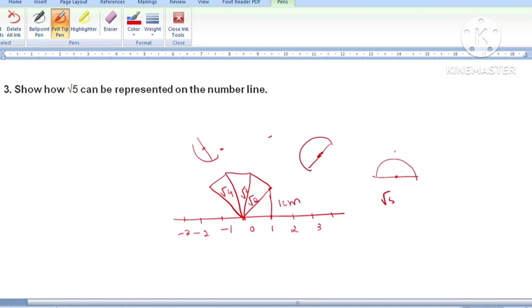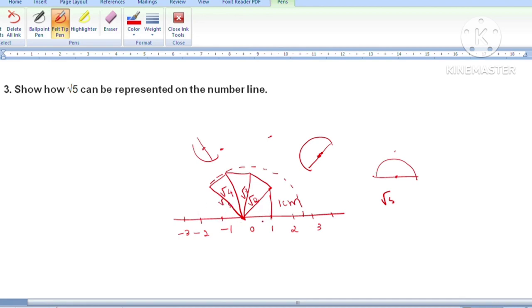Then after that you have to take your compass. You have to take this measurement from 0 to here. Then you have to draw one arc. When you are drawing the arc, that will come somewhere here. Square root of 5. This is square root of 5.